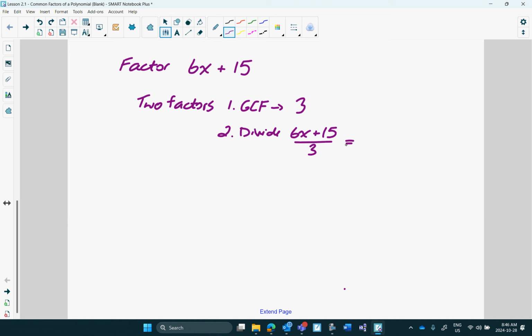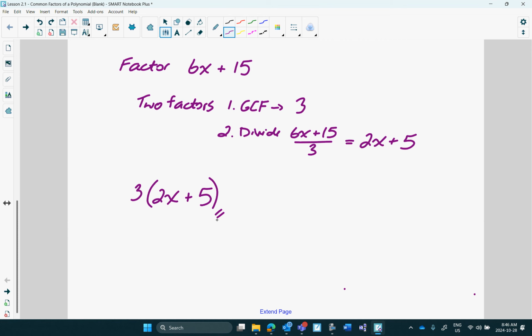So what's 6x divided by 3? 2x plus 5. Therefore, the answer is 3 times 2x plus 5. That's how you write it. You write it as a multiplication.